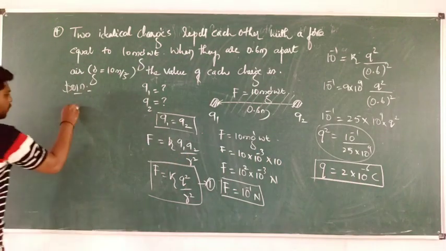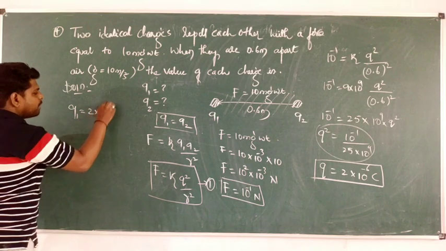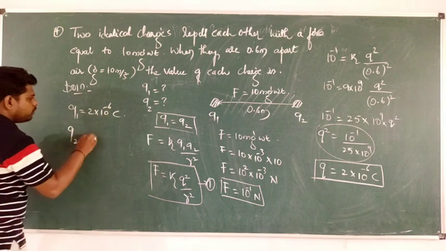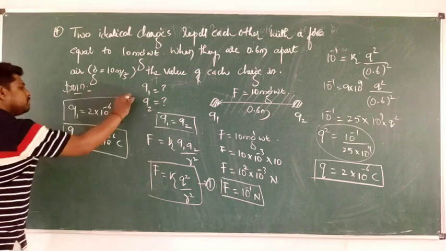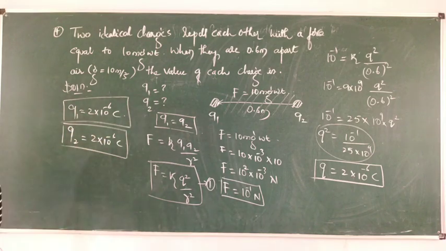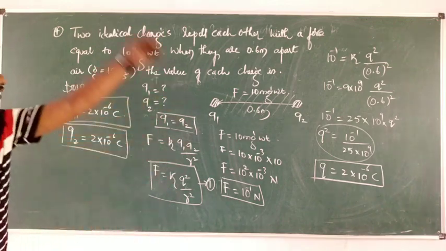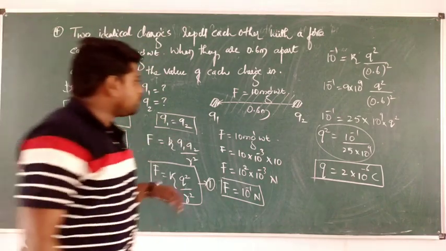So what is the value of Q1? 2 into 10 to the power of minus 6 coulomb. What is the value of Q2? 2 into 10 to the power of minus 6 coulomb. These are the values of Q1 as well as Q2.